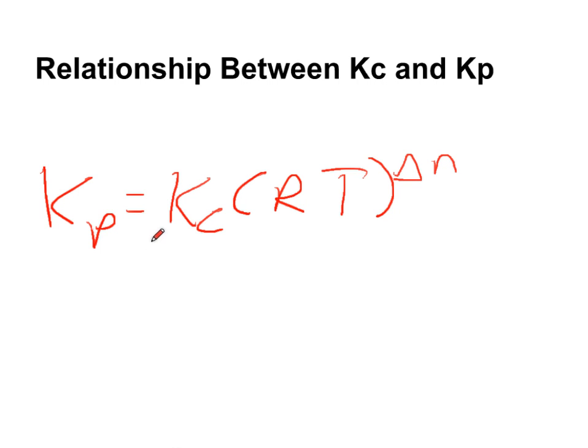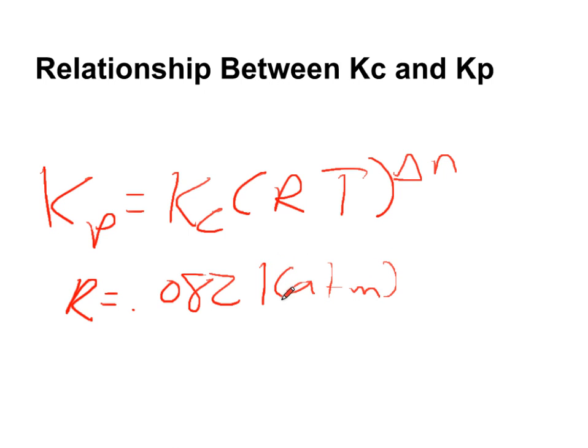Now, these are the two equilibrium constants. Sometimes you'll be given Kc and have to convert it to Kp. Other times you're given Kp and have to solve for Kc, but that's pretty easy. R is our gas constant, 0.0821, because we're usually going to be using atmospheres. T is your temperature in Kelvin.